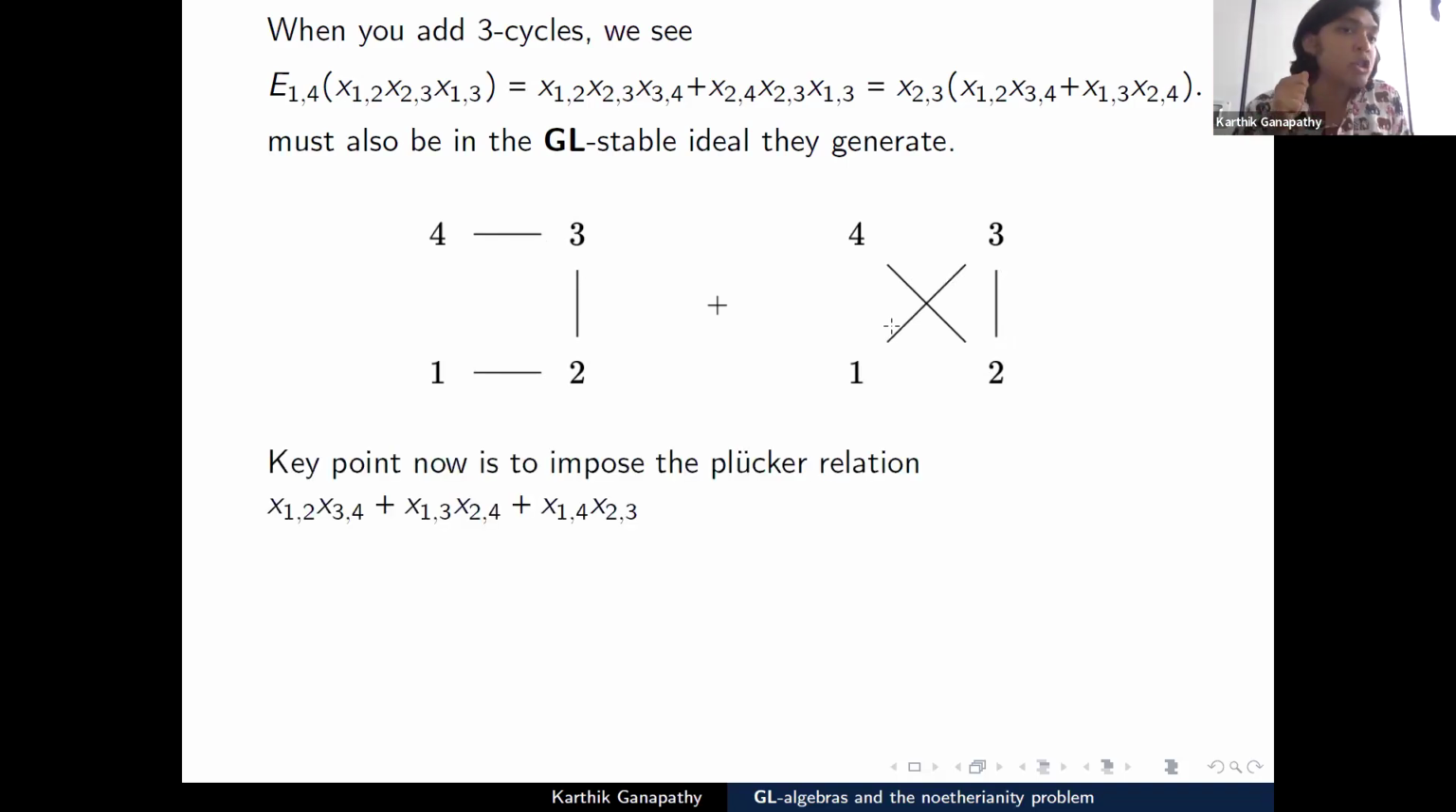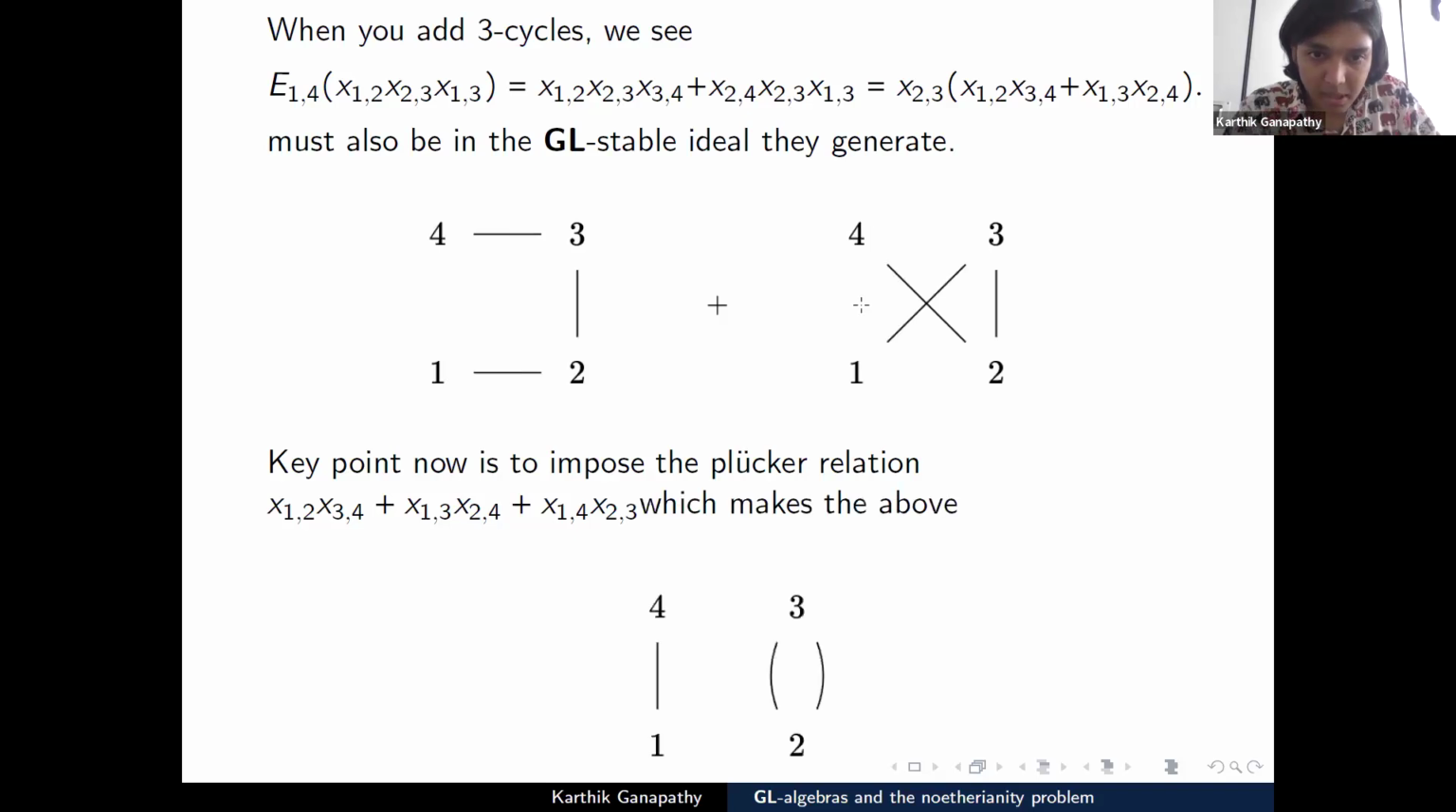So somehow if you now impose the Plucker relation, what that means is this binomial can be written as, essentially, x12 x34 plus x13 x24 can be rewritten as x14 x23, which is this plus this. Now there is a 2 cycle here, which means if I impose the Plucker relation further, this problem element that we had will actually be in J3 because it contains a 2 cycle.